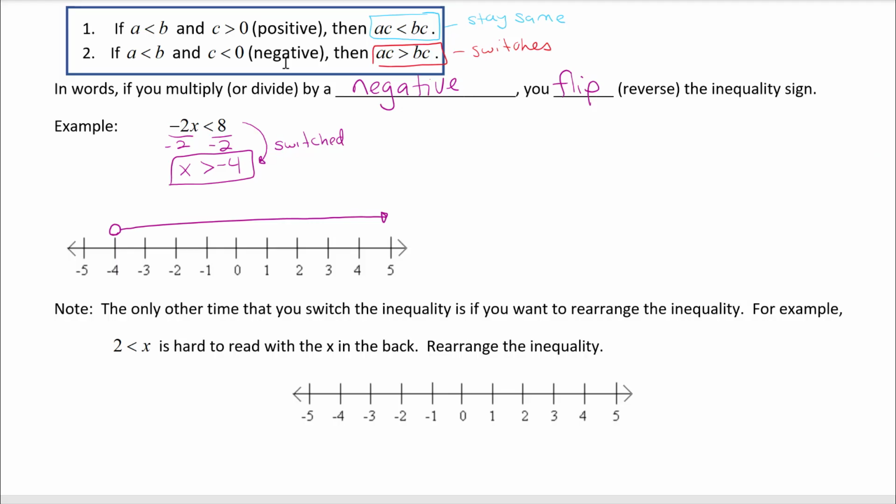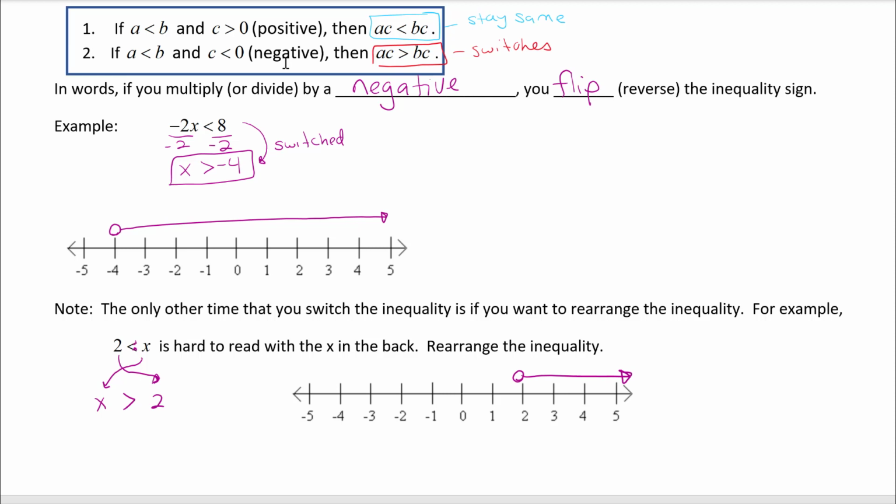Now the only other time that you need to switch your inequalities is if you rearrange the inequalities. For example, 2 is less than x is really hard to read with the x in the back. So like we said earlier, if you move the x to the front and move the 2 to the back, the alligator still needs to eat whoever he was eating before. The alligator was eating the x before, it's still got to eat the x. Just because you've changed the order doesn't mean that the alligator changed his mind on what he wants to eat, right? So it should be x greater than 2. So those are the two times that you'd switch. So if I graph that, that's open circle at 2, and greater than is to the right.